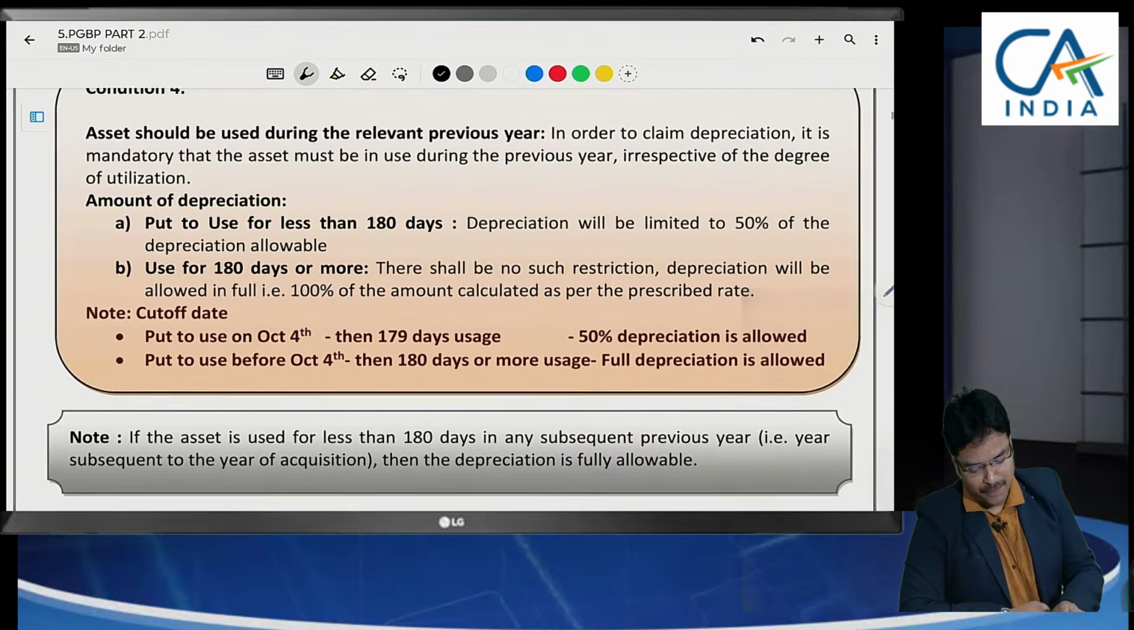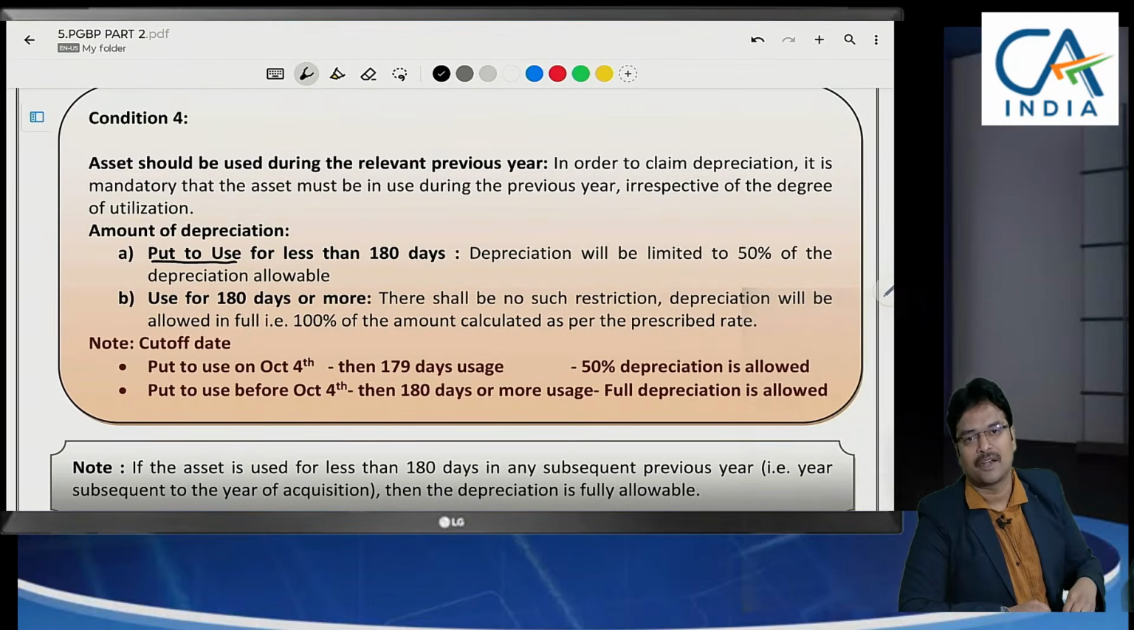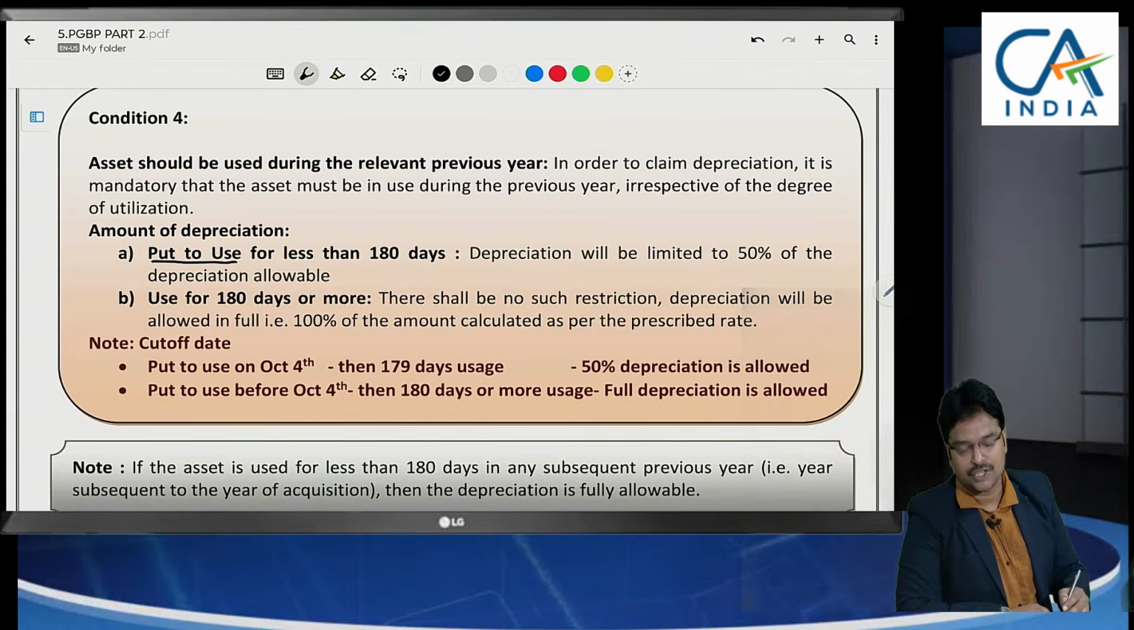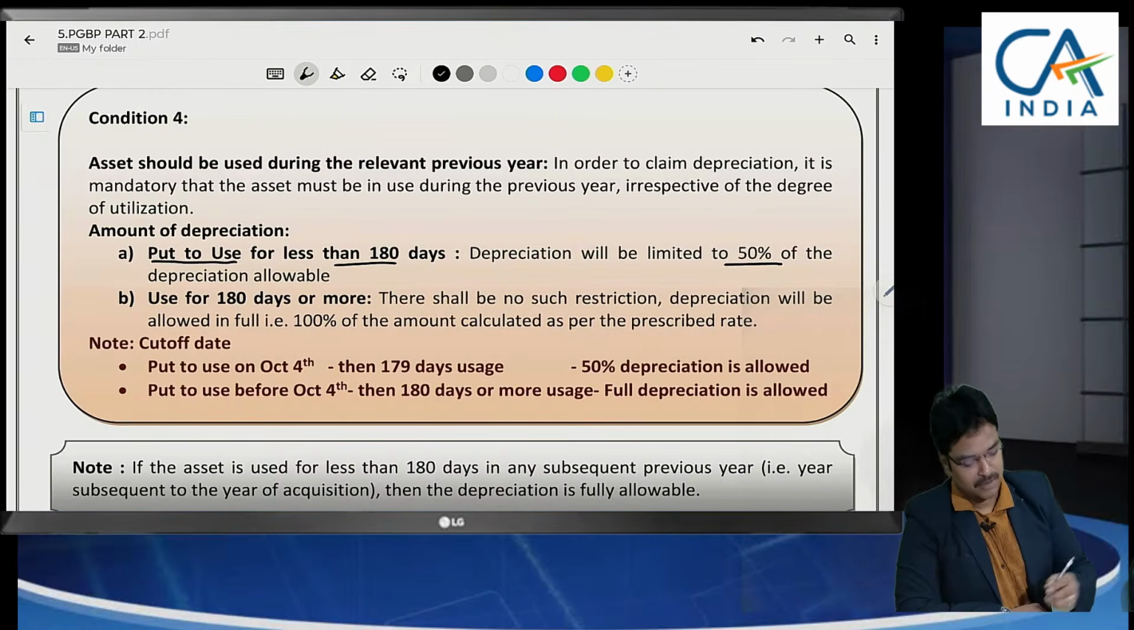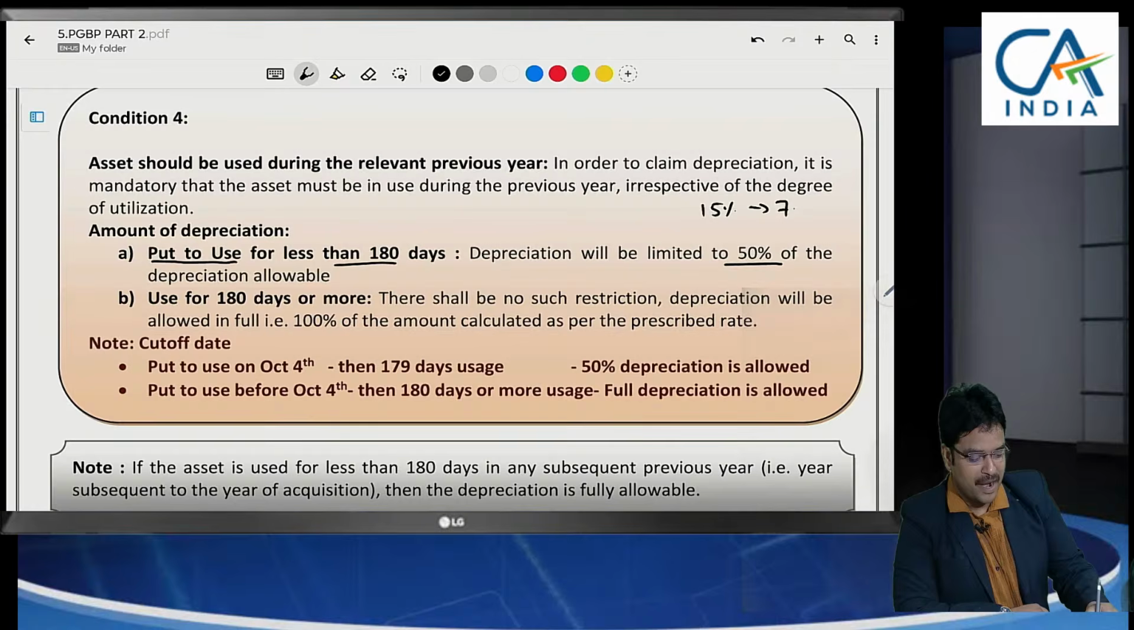Now, coming to condition number 4, the asset must be put to use. This is important. Ready to use is not important, put to use. If you purchase the asset but have not yet used it for the purpose of business, you cannot claim depreciation. You have to use it for the purpose of business, then only you can claim depreciation. When you put to use for less than 180 days, only half depreciation will be eligible. For plant and machinery 15% is eligible, but if you have purchased and used it in December or January, only 7.5% is eligible for depreciation. So, when you put to use for less than 180 days, half depreciation. For 180 days or more, we can claim full depreciation.